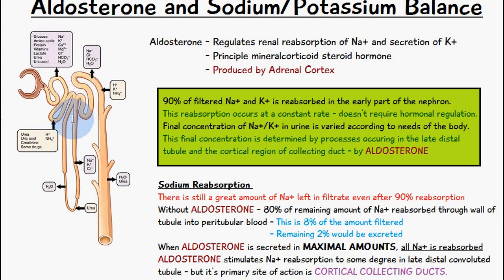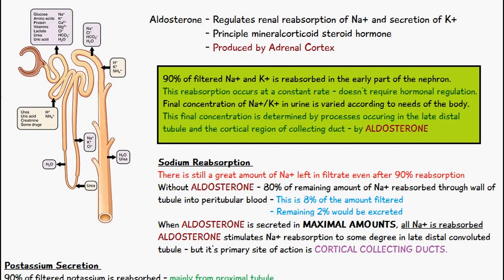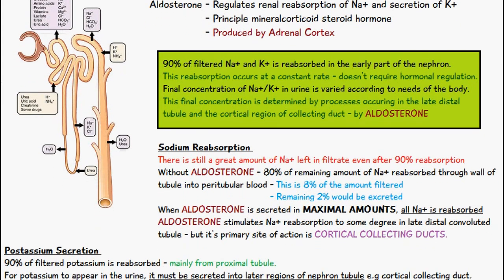Now the final concentration of sodium and potassium in the urine is going to depend on whether the body requires higher or lesser amounts of these ions. So the final concentration depends on processes which occur in the distal convoluted tubule and the cortical part of the collecting duct. So that's these regions here, and these processes are regulated by the hormone aldosterone. So first we're going to talk about the reabsorption of sodium, then we'll look at the secretion of potassium.